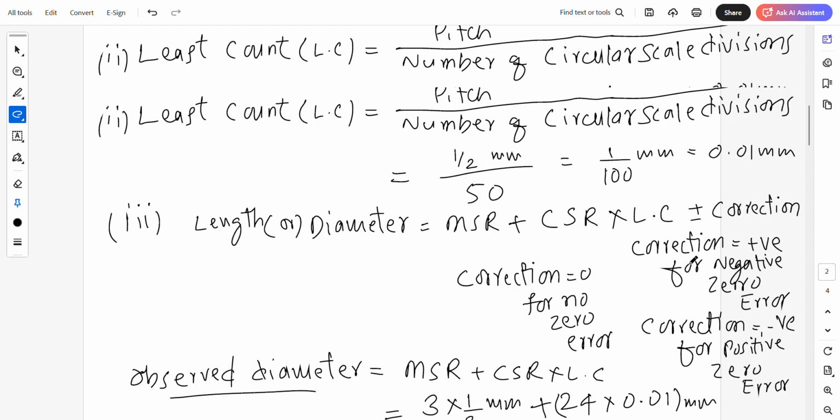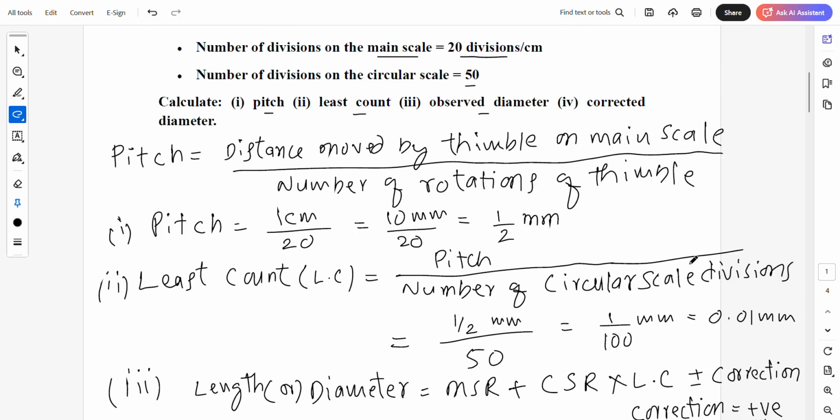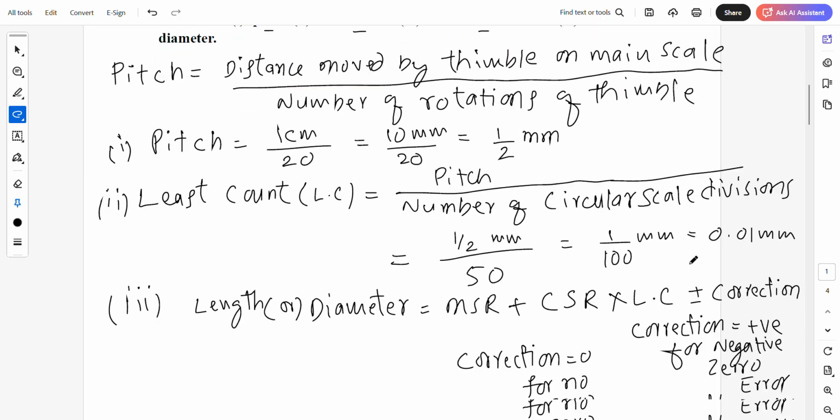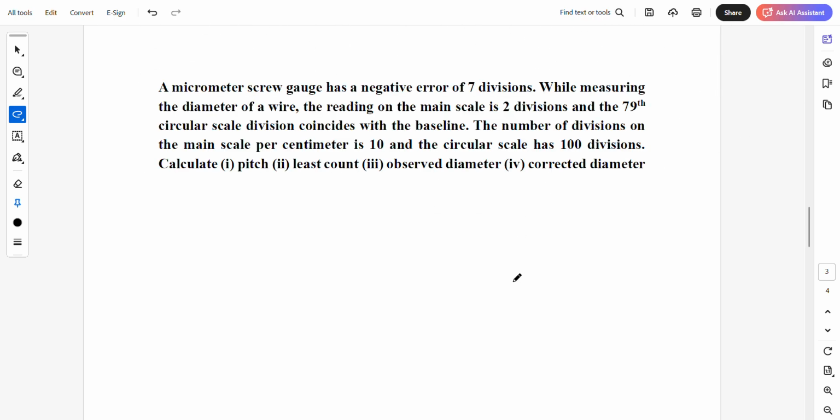This is the answer. The corrected diameter is the fourth. Answer for the fourth is 1.82. We got it. Now we'll go to the next problem.